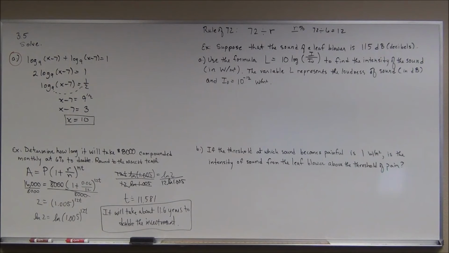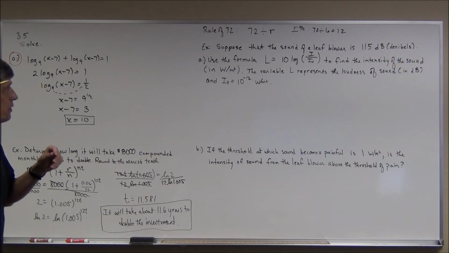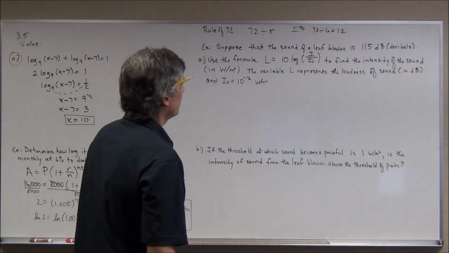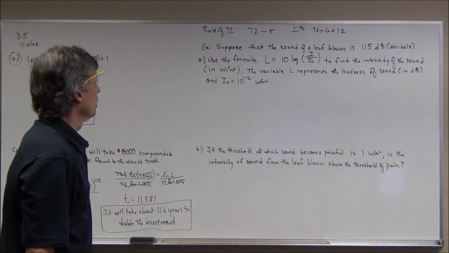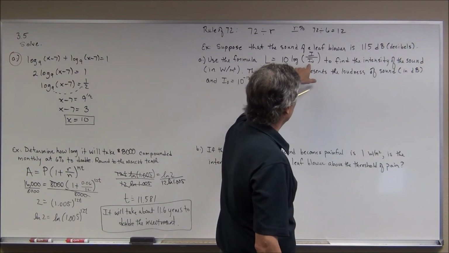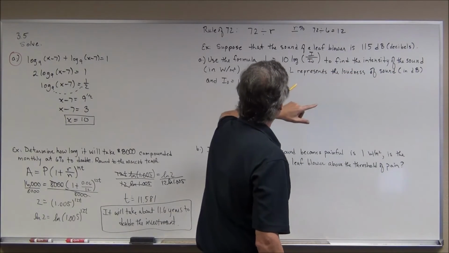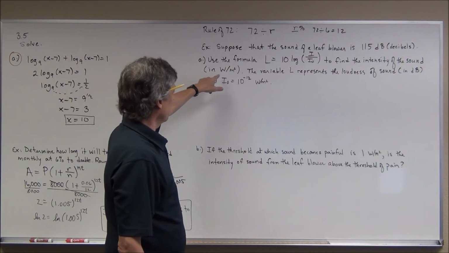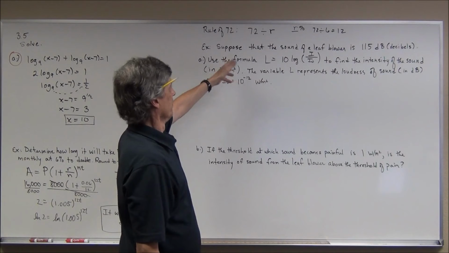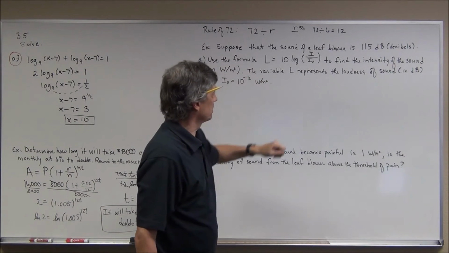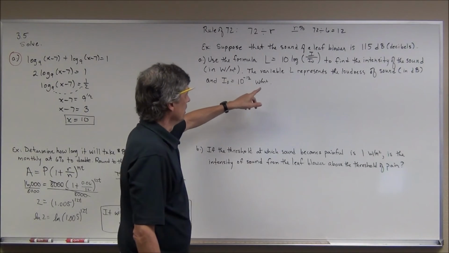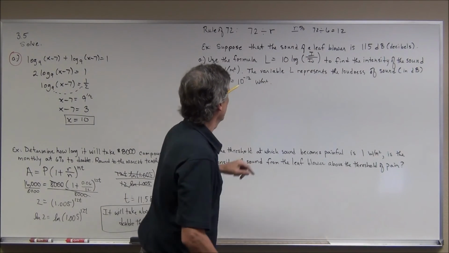Now, I have one more example here that I want to do that has to do with intensity of sound. It says, suppose the sound of a leaf blower is 115 decibels. Use this formula here, L equals 10 times the common log of I divided by I sub 0, to find the intensity of sound, which is, if I'm not mistaken, something like watts per meter squared. The variable L represents the loudness of sounds in decibels, and I sub 0 is 10 to the negative 12. So if I want the intensity, I'm solving for I.